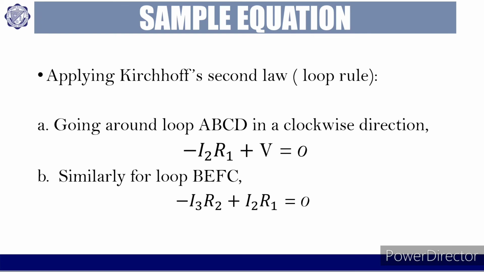Similarly, for loop EFC, negative I3 R2 plus I2 R1 is equal to 0. Take note that current 3 is negative because it is leaving junction B. We have a positive resistance, and we also have positive current 2 because it is entering junction C, and a positive resistance, which is also equivalent to 0.